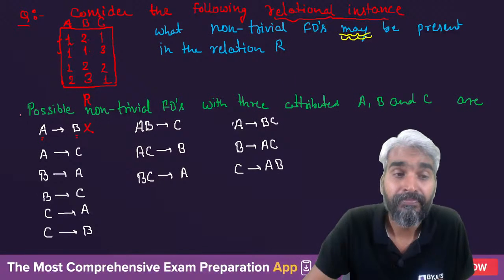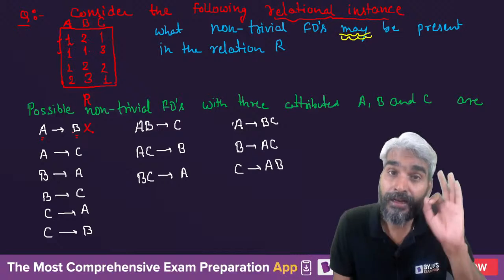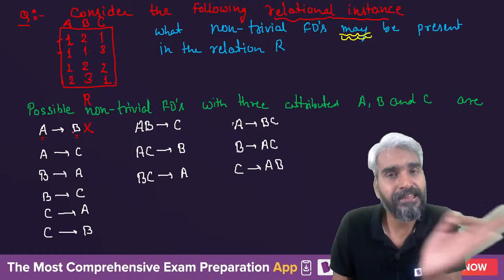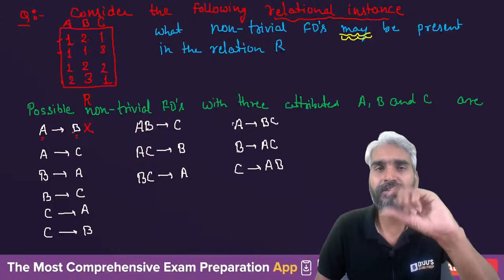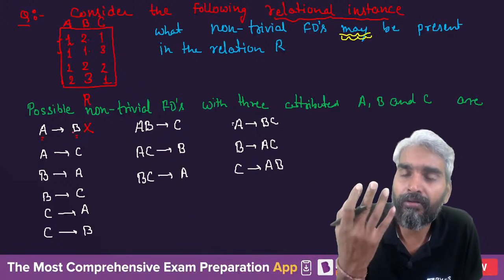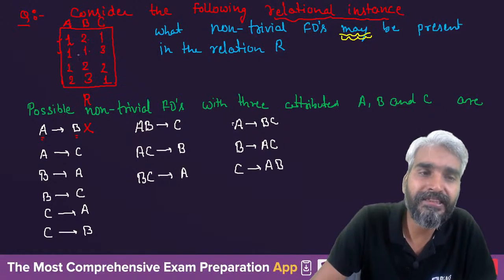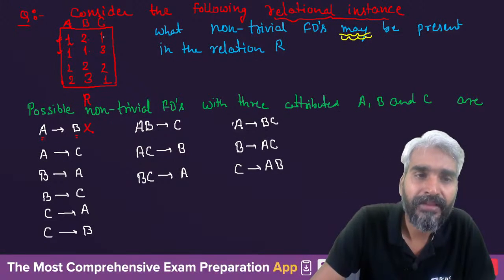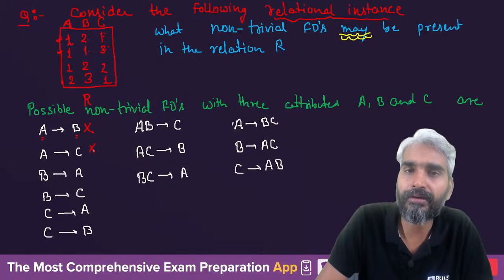What did we say? That if A implies B exists, then whenever the values of A are same, the values of B should also be same. If we get any two tuples in which the condition is not matching, then the FD A implies B will not exist in the relation, right? Now, what about A implies C? Values of A are same and values of C are not same. Therefore, this also is not a valid FD.